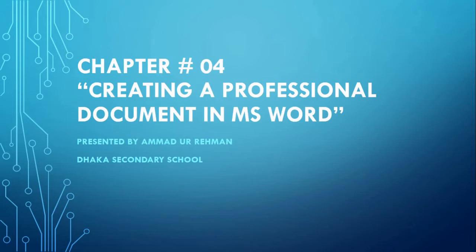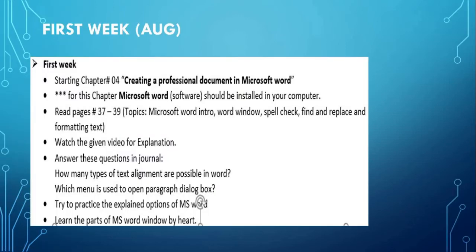Chapter number 4, creating a professional document in Microsoft Word. Microsoft company offers their Microsoft Office suite that includes Microsoft Word, and by using Microsoft Office Word we can create a fully professional document. What is a document? A document is a piece of electronic written matter that provides information as an official record, like an application or examination paper we can create on Microsoft Office Word.